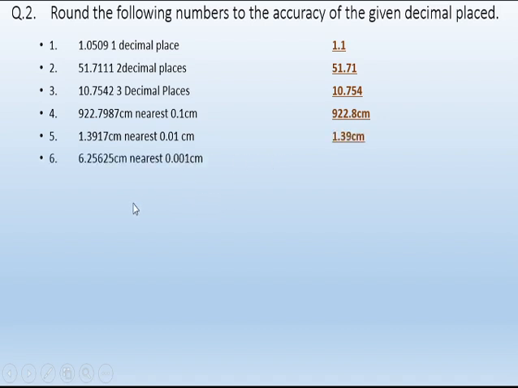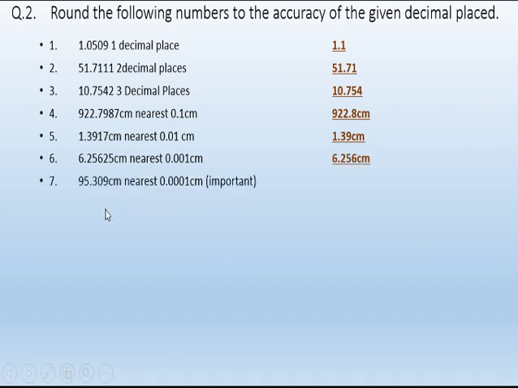Now come to the next example, which is 6.5625 to the nearest 0.001. Yes, obviously you now understand that this is up to 3 decimal places. So that's why we'll be keeping 6.562 and we'll be removing 5. Whenever we remove it, the next number is 5, which is 5 or more, so that's why our answer will be 6.563.